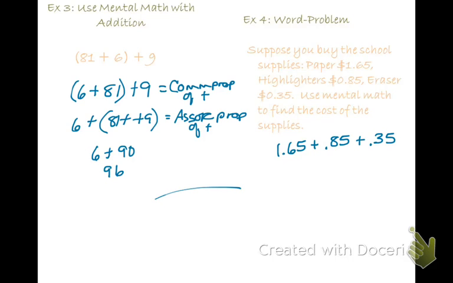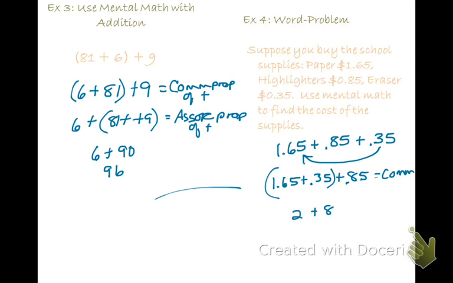But I know that these two will work best together. So I'm going to put $1.65 plus 35 cents plus 85. And I'm going to put parentheses. All we're doing here is the commutative property. And then you add them up, and that should be $2 plus 85 cents. So it cost me $2.85.